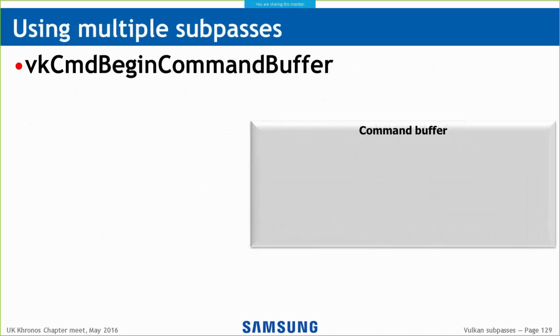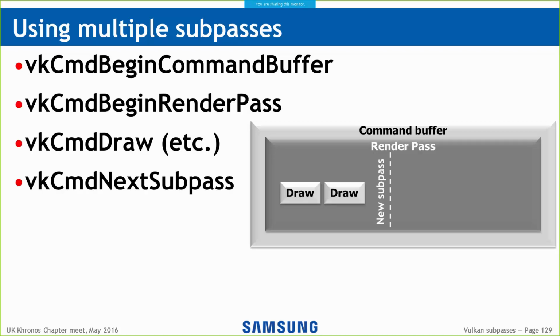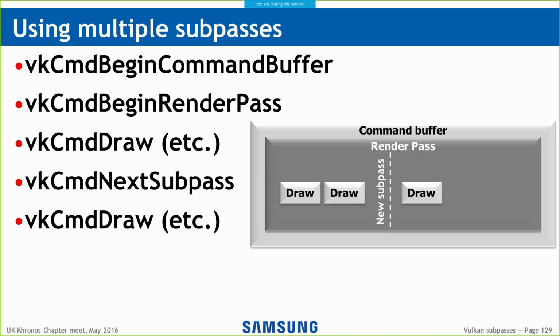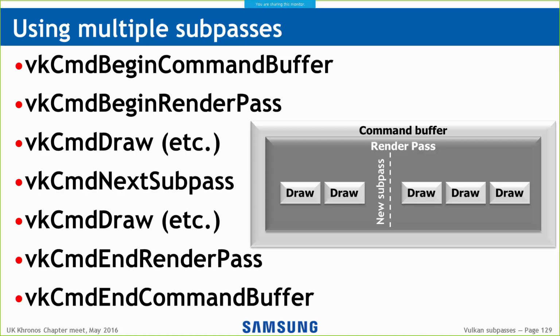A quick example of functions for doing that. You've got creating the command buffer as before, create a render pass, you start doing your rendering, then you switch to the next subpass, do more rendering, end the pass and the command buffer, and you can submit it. So it's not that much more complicated than doing normal rendering with a frame buffer.